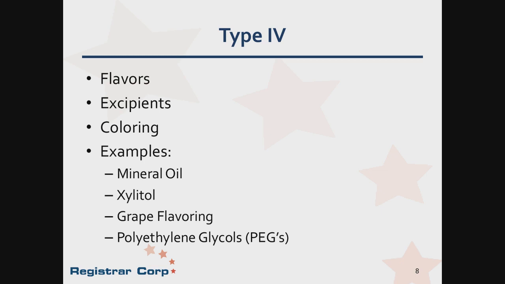For a type 4 DMF, these contain flavor ingredients used in drug products, as well as excipients and coloring. If you have multiple flavors that use the same protocols, you may file one DMF. However, if the manufacturing procedures are different, you should file a separate DMF.